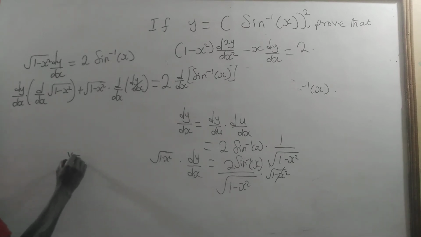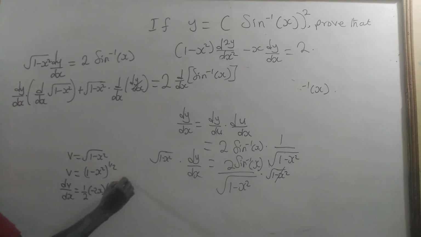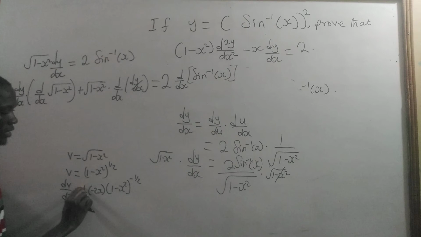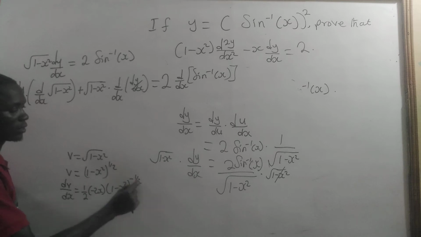Now, how do we differentiate this one? Let's say v equals square root of 1 minus x squared. This is what we are going to differentiate. We have v equal to (1 minus x squared) to the power half. We have dv/dx equal to half of minus 2x times (1 minus x squared) to the power negative 1 out of 2. How do we do this? Bring the power here, differentiate the inner one, and multiply it by the power. Then take the original function and subtract 1 from the power. That's what we have here.